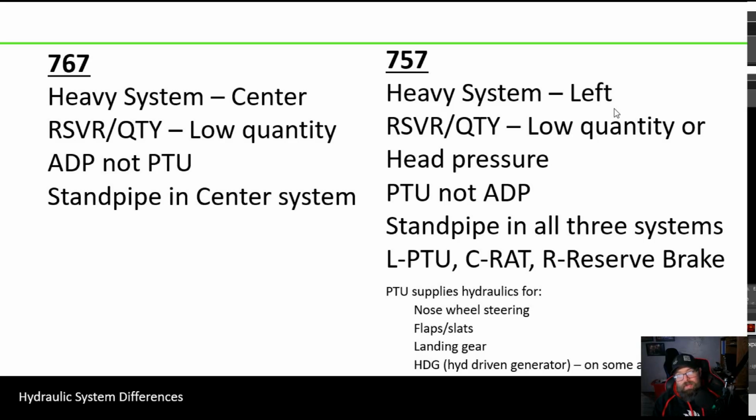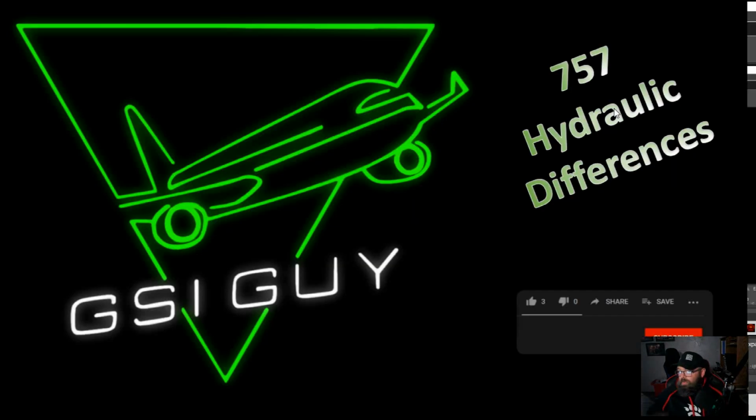Now, I kind of mentioned it, but this kind of puts it out there. For the PTU, it's going to supply hydraulics for the nose wheel steering, flaps, slats, landing gear, and the HDG if it's available, meaning that it's on an ETOPS built aircraft. So the HDG may or may not be there. So the main things I want you to remember are going to be nose wheel steering, flaps, and slats, and gear. Okay? That's what the PTU is going to help provide pressure for, using right system pressure to assist the left system. Okay? All right, see there, that wasn't so bad.